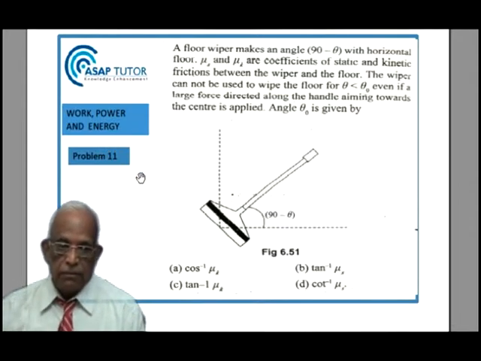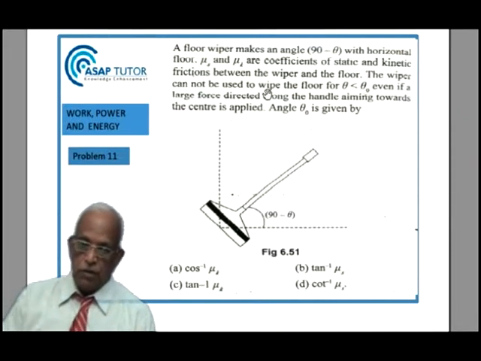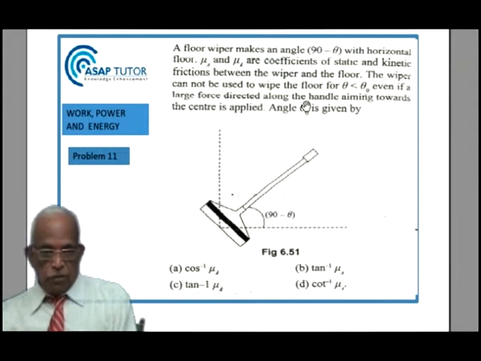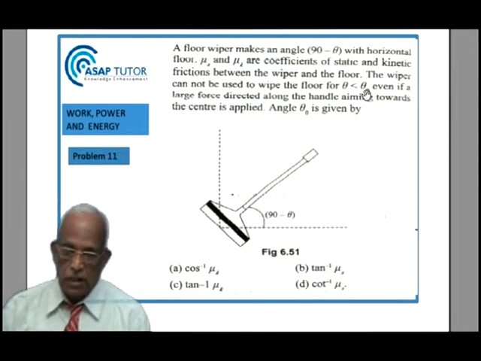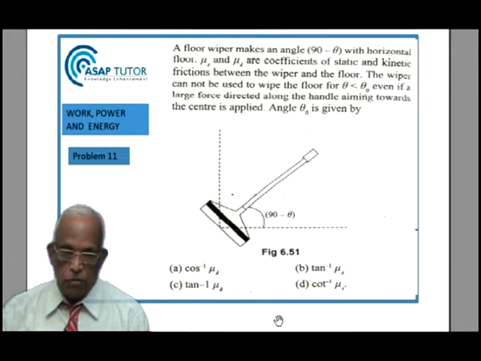Problem 11. A floor wiper makes an angle 90 minus theta with the horizontal floor. Mu S and mu K are coefficients of static and kinetic friction between the wiper and the floor. The wiper cannot be used to wipe the floor for theta less than theta C, even if a large force directed along the handle aiming towards the center is applied. Now we want to find the angle theta 0. What is the angle theta 0? We need to find out.